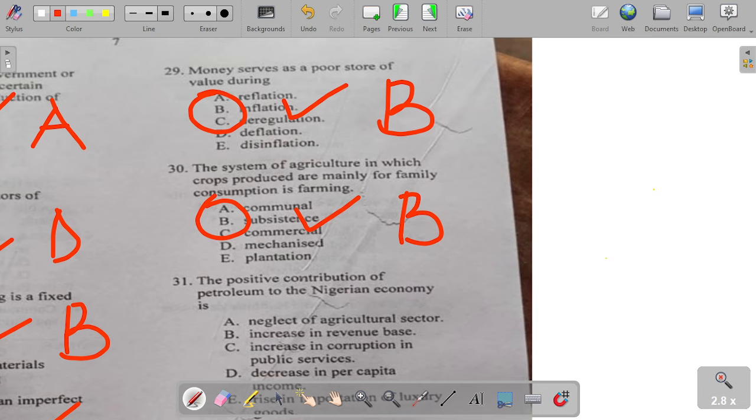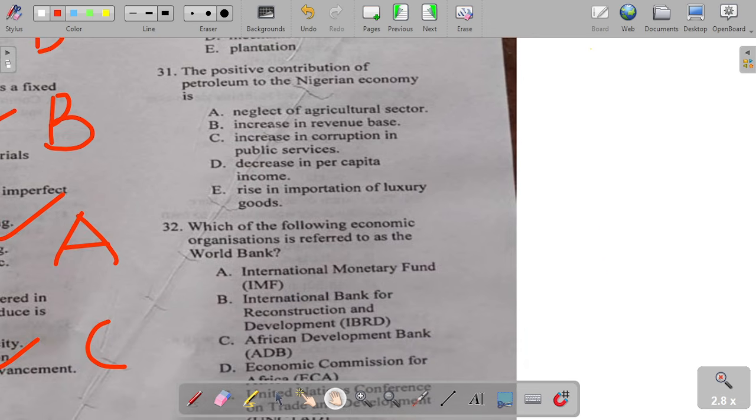Let's go to 31. The possible contribution of petroleum to the Nigerian economy. Neglect of the agricultural sector, no. Increased revenue base. Increase in corruption in public service, no. Decrease in per capita income, no. Rise in importation, no. The answer is it will increase the revenue base. People will sell the products to do their businesses.